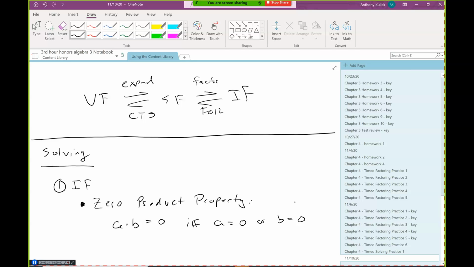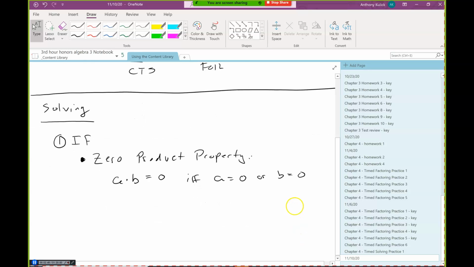Hopefully that feels very common-sensey. But this is a very special property because 0 is the only number that this works for. If you have two things that multiply to give you 1, there's infinitely many pairs of numbers that do that. You could have 1 and 1, or 2 and 1/2, 3 and 1/3, 4 and 1/4, etc., not even counting the negatives, right?